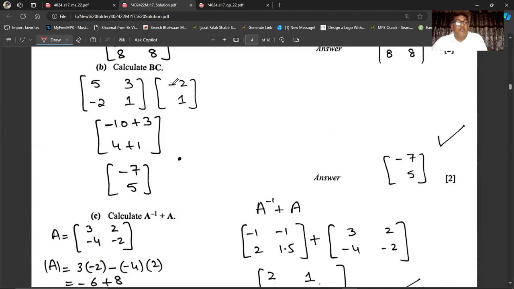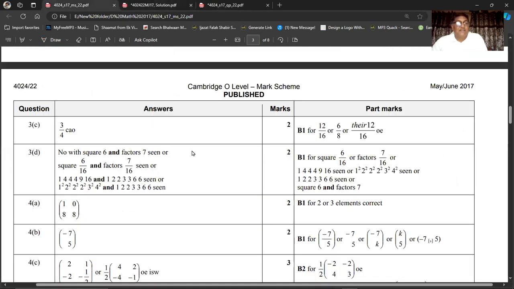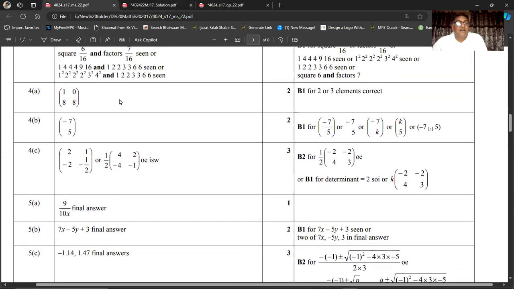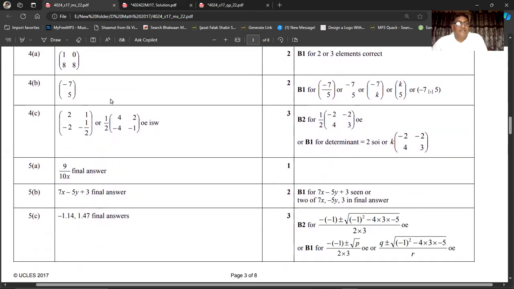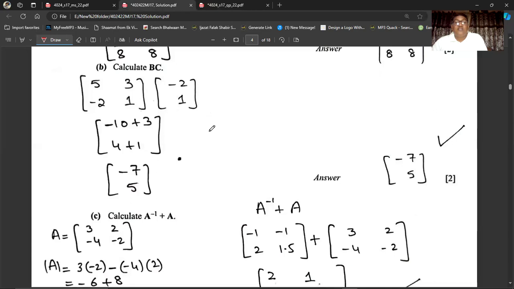Minus 2 multiply with the minus 2, and that will be plus 4. Plus 1 multiply 1, that's 1. 4 plus 1 is 5. So the answer is minus 7, 5. Minus 7, 5. It's a column vector. Minus 7, 5 is the right answer, sir. So this is how this is done.